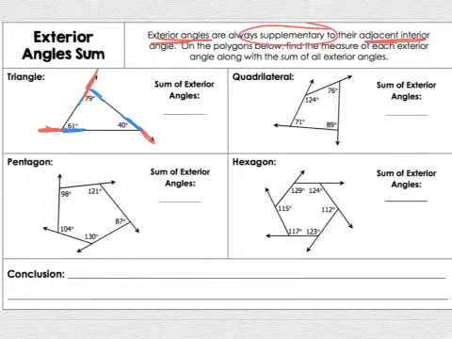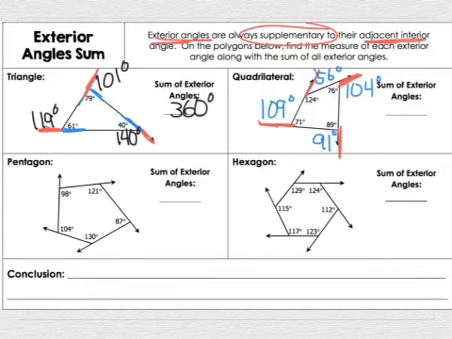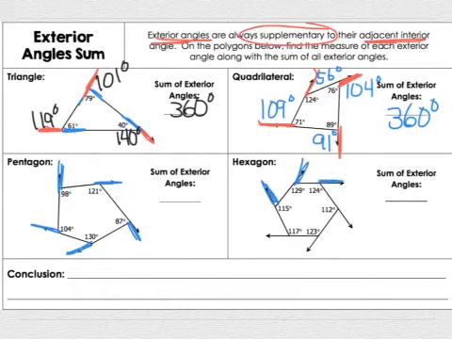Let's go ahead and put the measure in. It's supplementary for each one. Once we put those in and we add up all the exterior angles, just the ones on the outside, we get 360 degrees. So let's try it for the quadrilateral. I filled in all the exterior angles. Now we're going to add those together and let's see what we get. And we get 360 degrees. Let's find the exterior angles here. You go ahead and fill those in. See what they add up to. When you're done, do the same thing here.